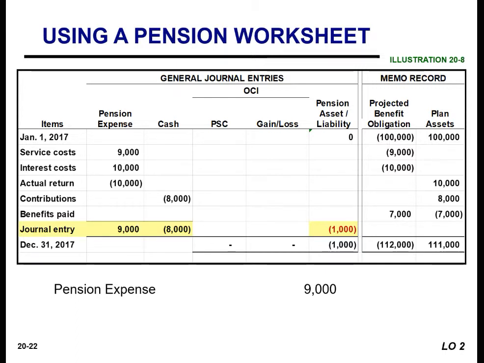To create the entry, we would have the pension expense a debit of 9,000, a credit to cash of 8,000, and a credit to the pension asset liability account of 1,000.